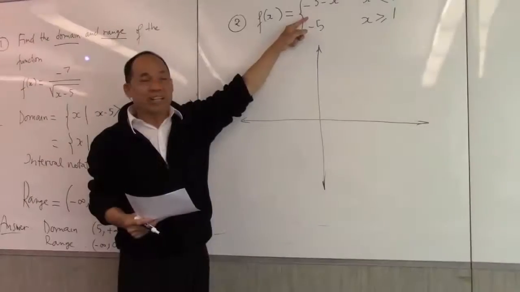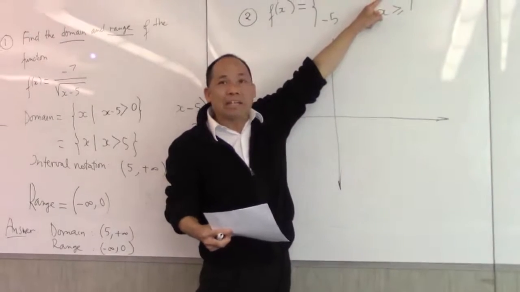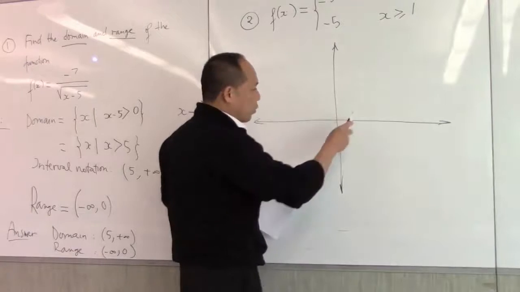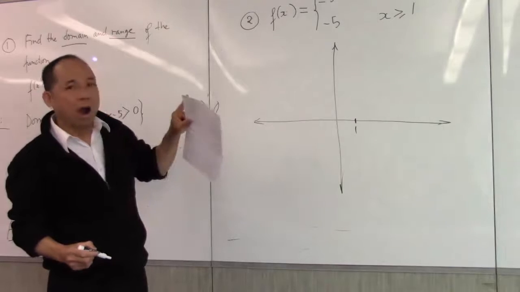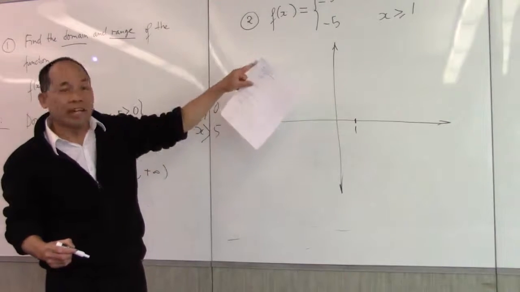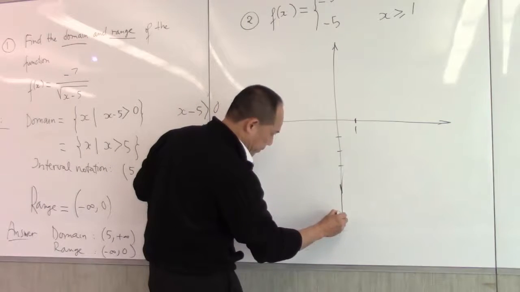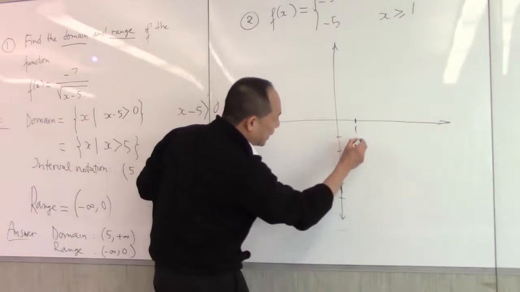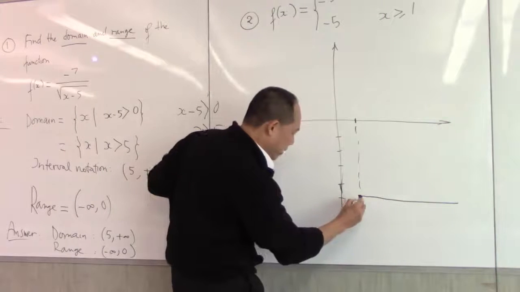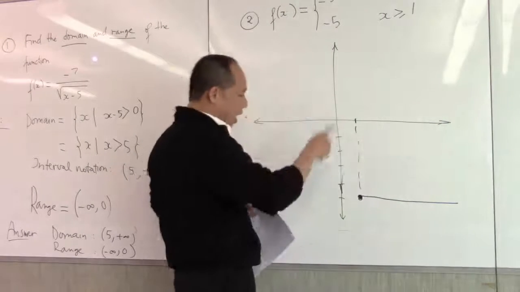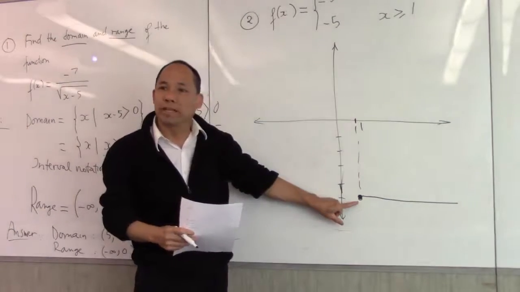Okay, a function. You have a two-piece function separated by the value of x equals 1. Now x equals 1 here. You consider it number 1. And if x is greater than or equal to 1, you have negative 5. So that is 1, 2, 3, 4, 5. Okay, that's the graph. But this graph, x equals negative 5, only applies when x is greater than or equal to 1. So you point this.